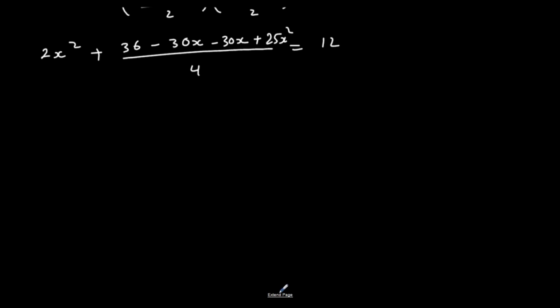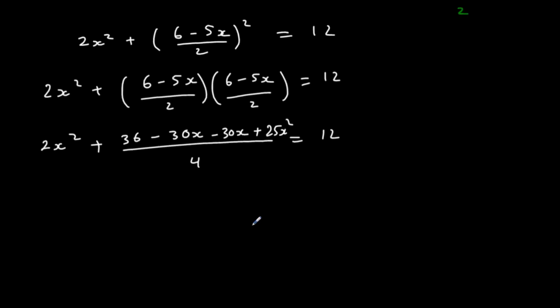I want to get rid of this divide by 4. So to get rid of a divide by 4, I need to multiply by 4. But if I multiply this by 4, I've got to multiply everything by 4. So that includes this 2x squared as well, and this 12. So that will give me 8x squared plus 36 minus 30x minus another 30x is minus 60x plus 25x squared equals 12 fours, which are 48.